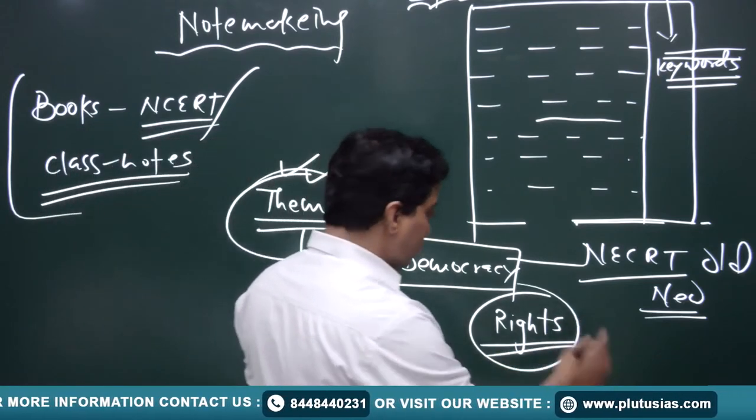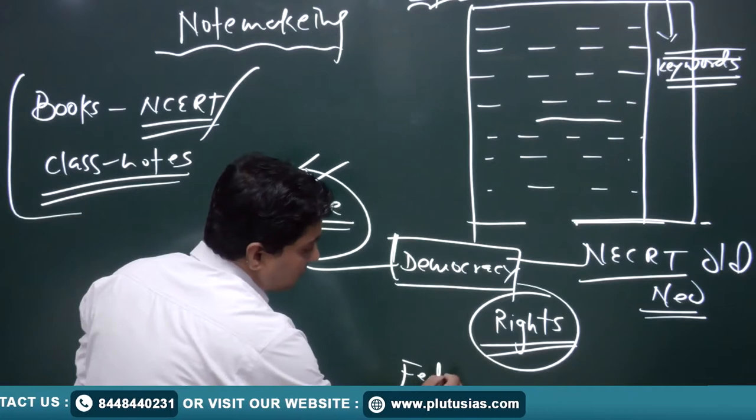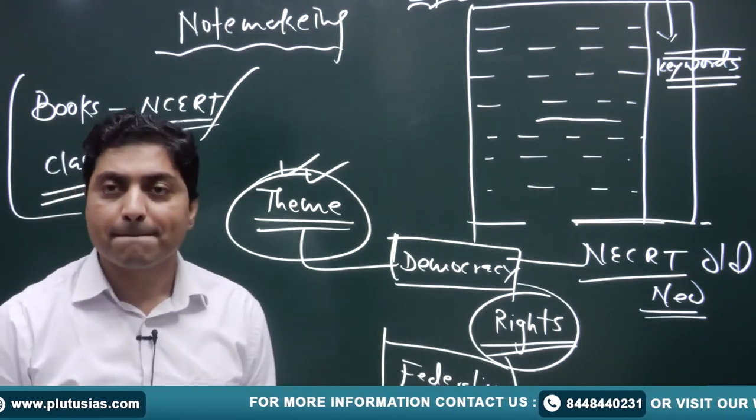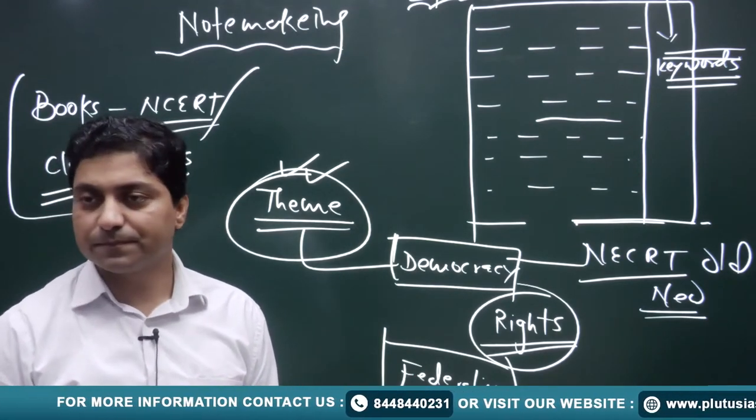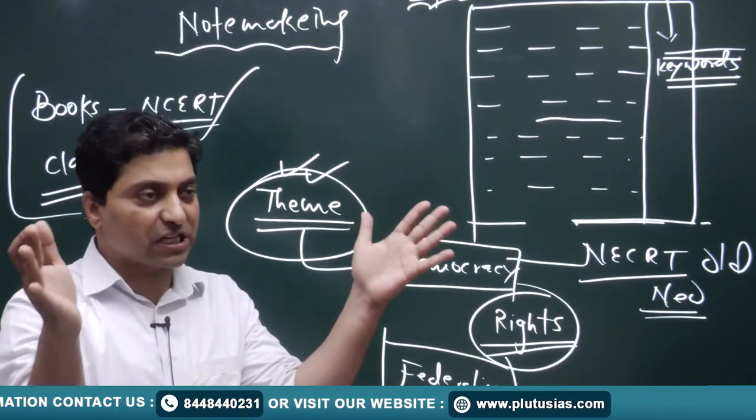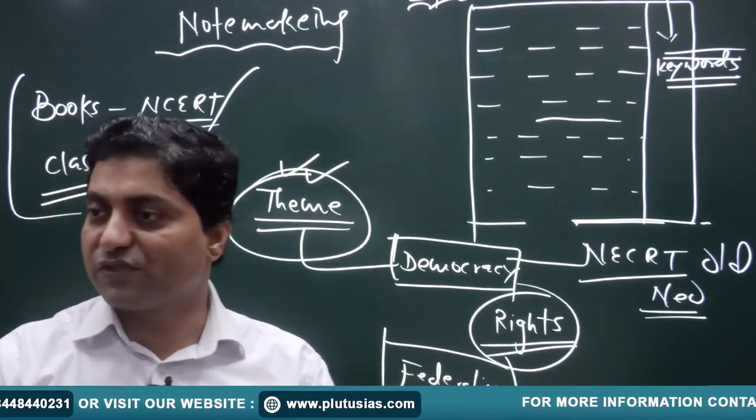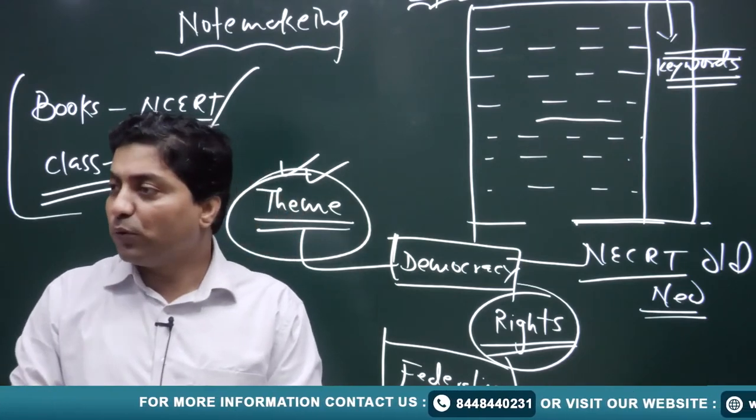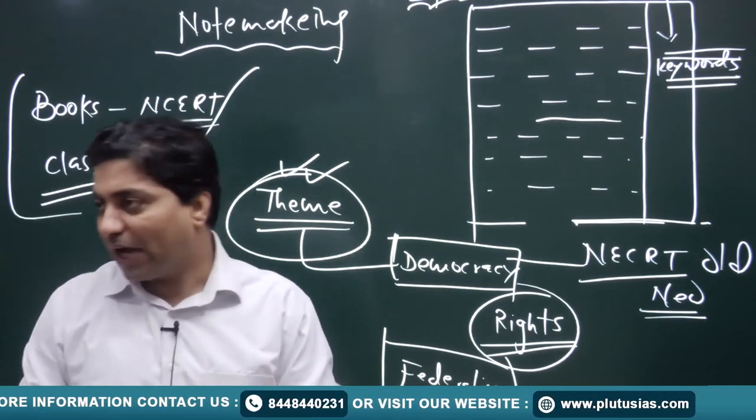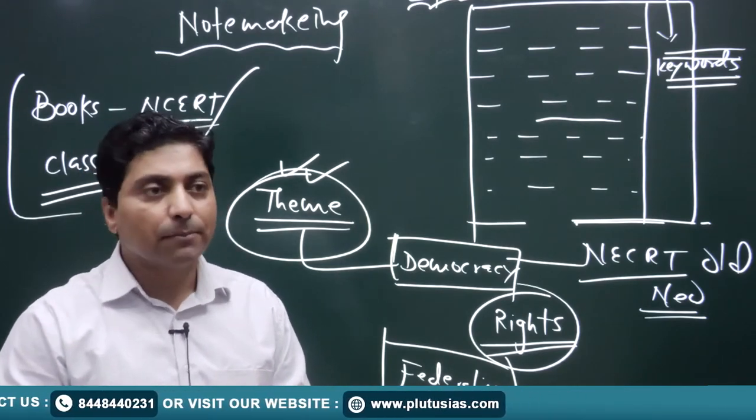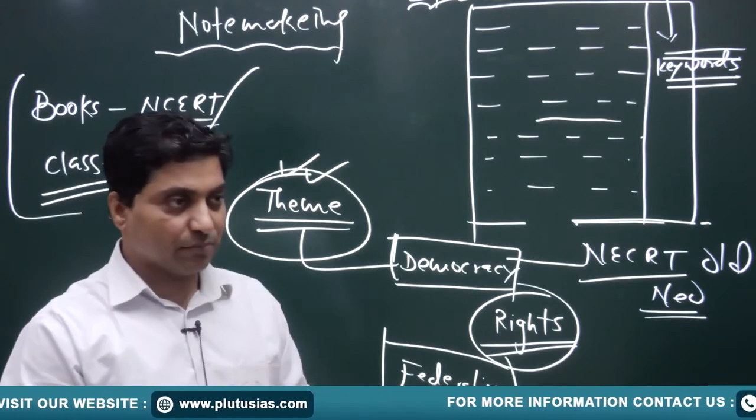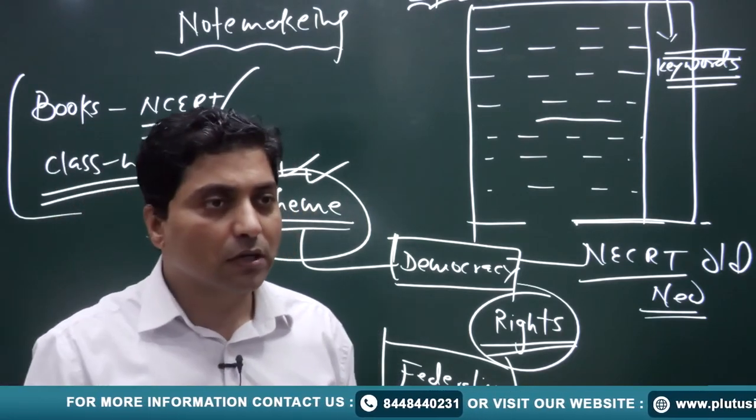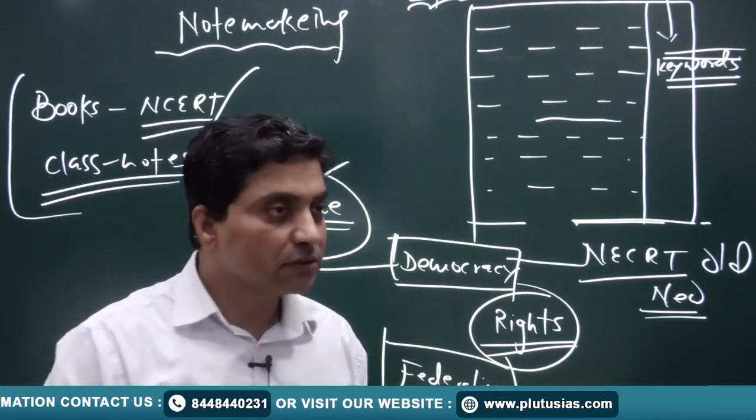For example, we'll talk about the concept of federalism. Any book you pick, it makes no difference. Some books explain more, some explain less. Some books give you language that may be problematic to comprehend, while a few books give it in very lucid language. So there is a difference in language, but there is no difference in concept. The concept and the content matter of that subject never change. Got the idea?